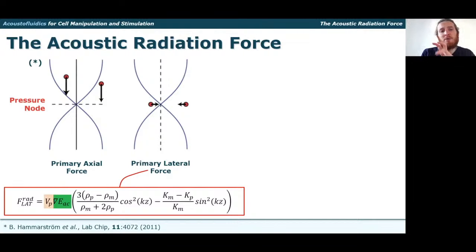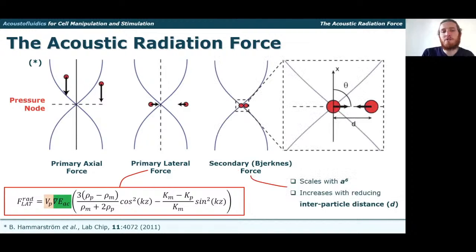There is also a type of secondary force which doesn't result from the interaction between the ultrasonic standing wave field and the sound waves scattered by the particles, but instead results from the interaction of the scattered field between neighboring particles. This type of force, referred to as secondary or Bjerknes forces, also results in a net effect of aggregating particles at a pressure node, but they scale with the 6th power of the radius, and they can increase significantly with reducing interparticle distance. So in many cases, with increasing particle concentration.